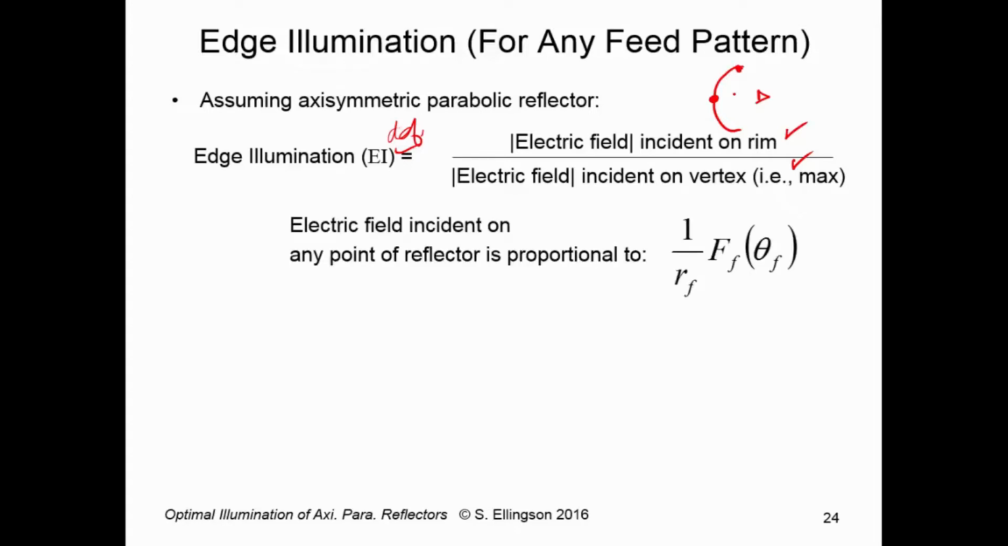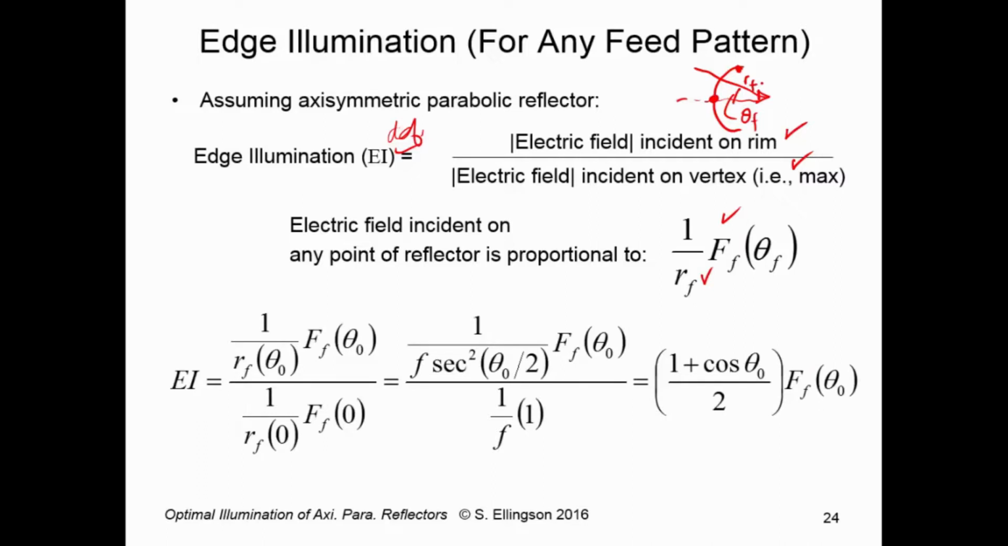Now we know that the electric field incident on any point in the reflector is proportional to the normalized feed pattern and inversely proportional to the distance from the feed to the point on the reflector. So just to remind you here, this is theta sub f, this angle here, and then this distance is r sub f. So we can use this to get an expression for edge illumination.